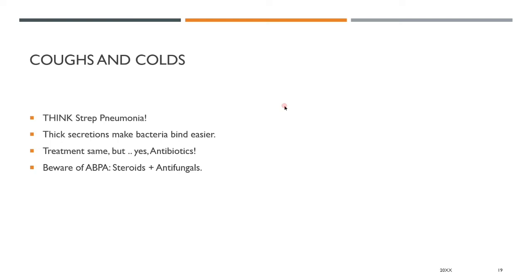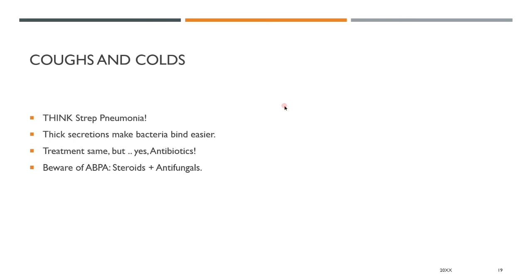That should draw your attention to what we call ABPA, short for allergic bronchopulmonary aspergillosis, which, as the name alludes to, is an allergic reaction. It's an allergic reaction to inhalation of Aspergillus spores, and the mainstay of treatment for these patients would be steroids and antifungals.